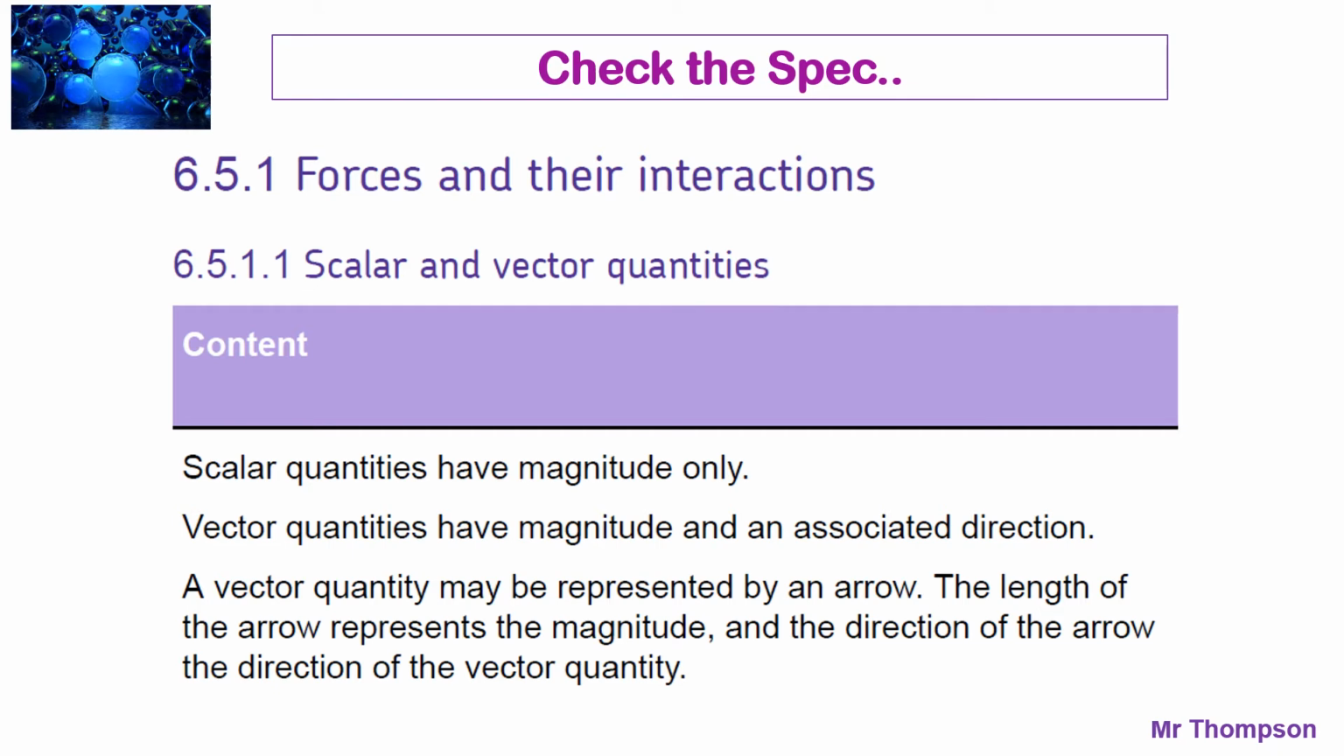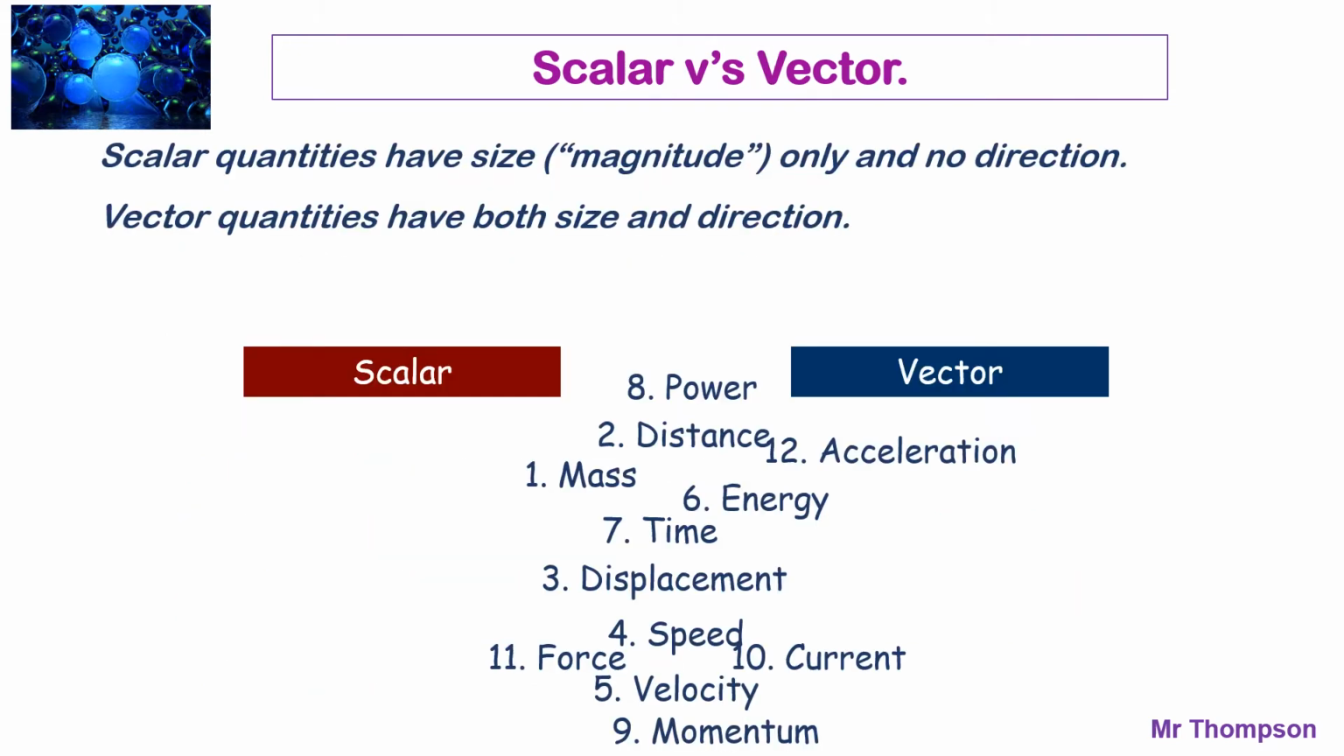Quickly check the spec. It tells you that scalar quantities have magnitude only, vector quantities have magnitude and associated direction. A vector quantity may be represented by an arrow, where the length of the arrow represents the magnitude and the direction of the arrow, the direction of the vector quantity. There'll be examples of this. There are 12 quantities here used in forces. I'm just going to talk through whether they're scalar or vector.